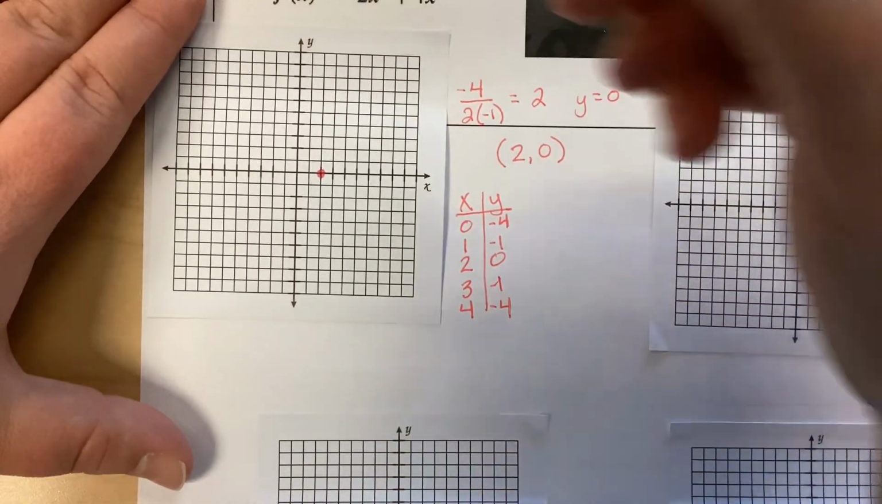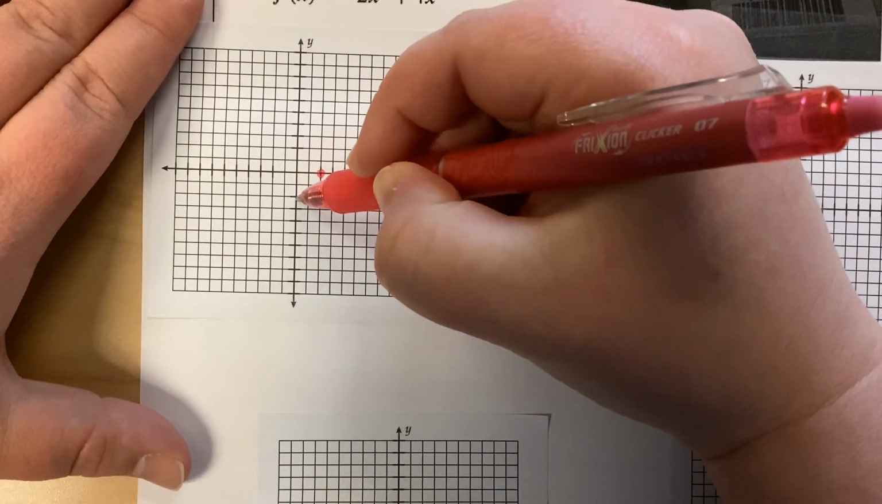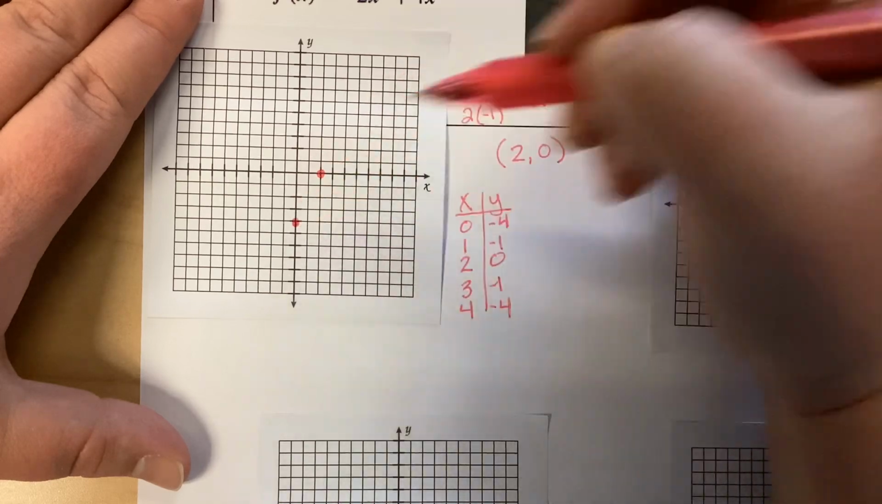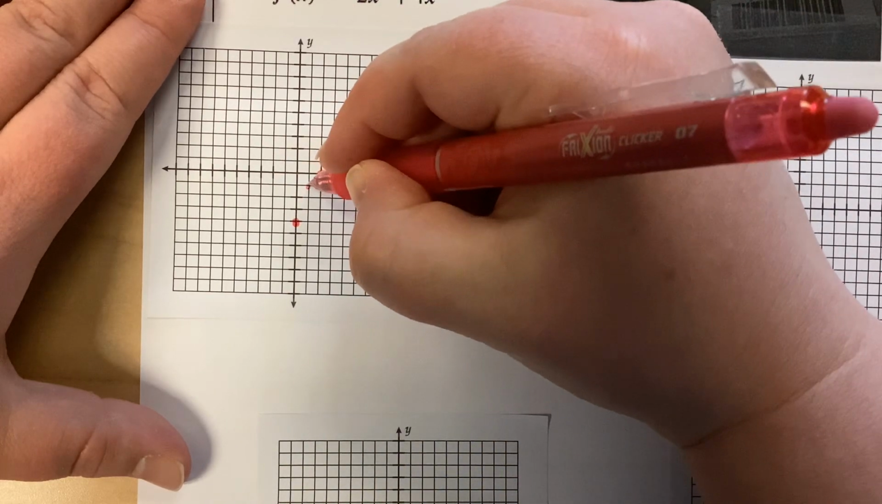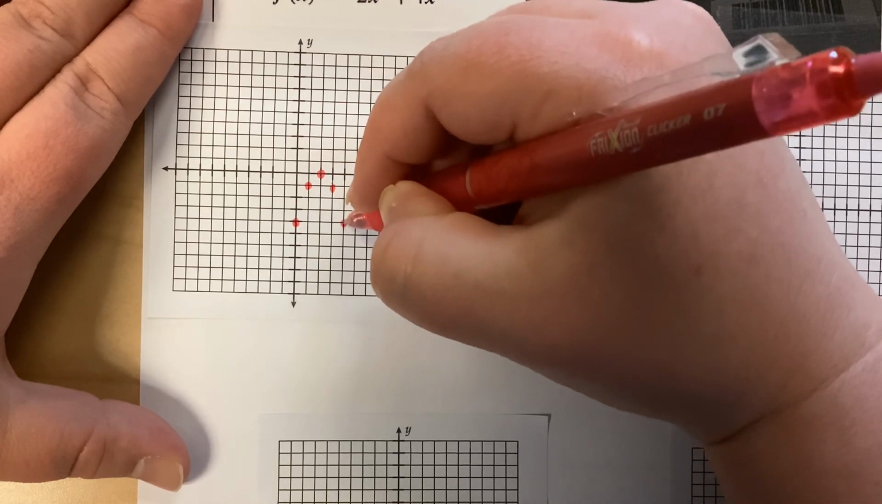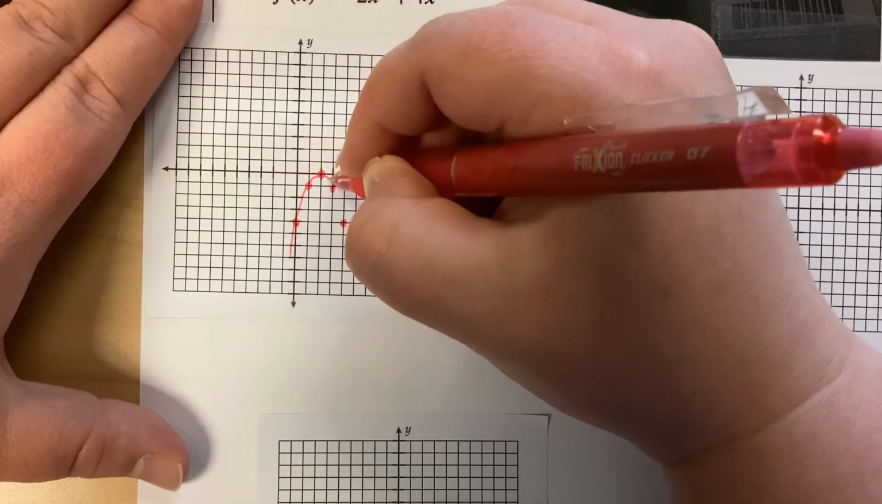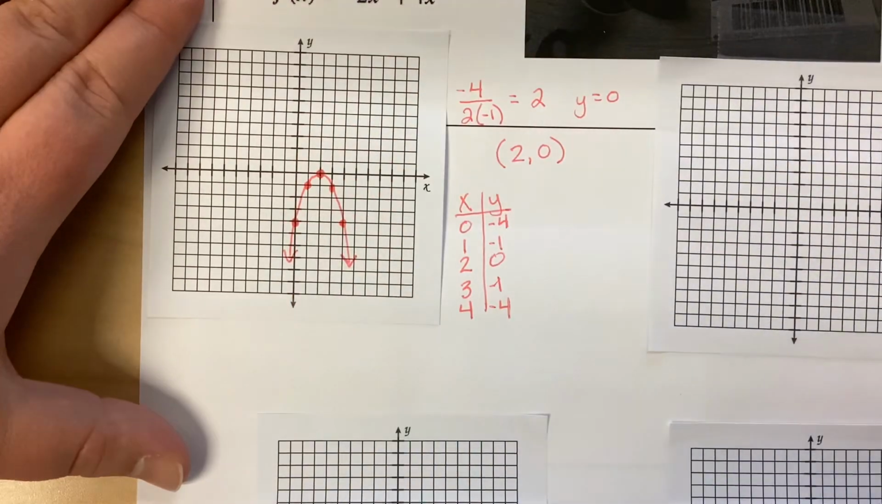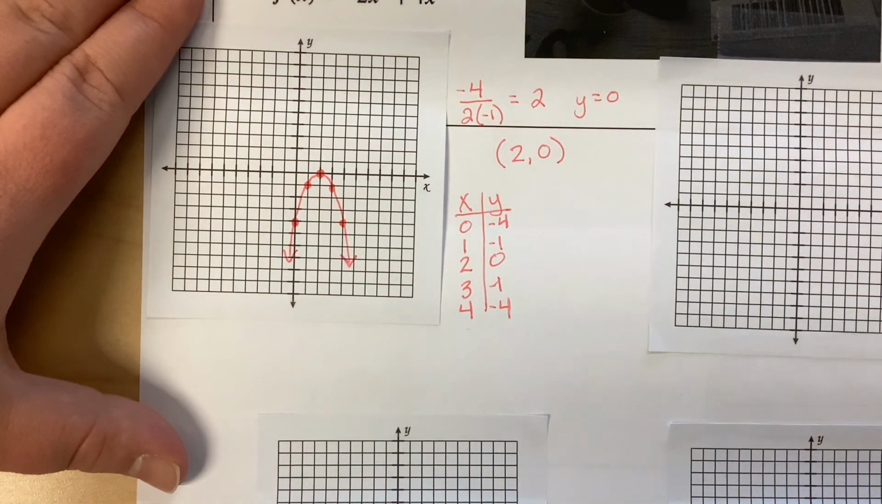Okay, so let's plot those points. 0, negative 4, 1, 2, 3, 4. Then we have 1, negative 1, 3, negative 1, and 4, negative 4. So there's the quadratic for the first equation. All right, let's try another.